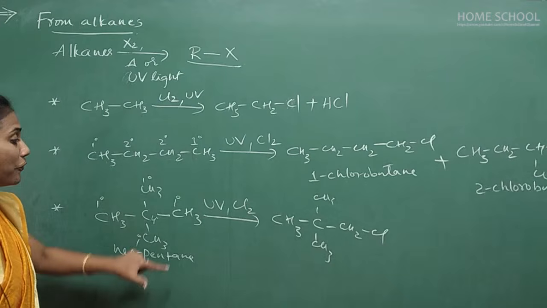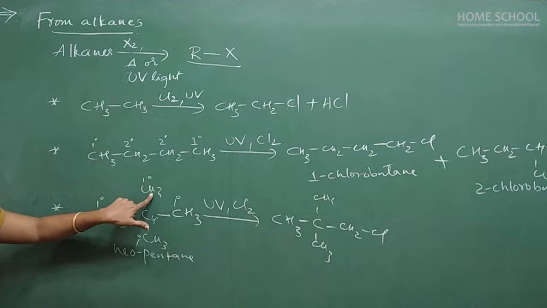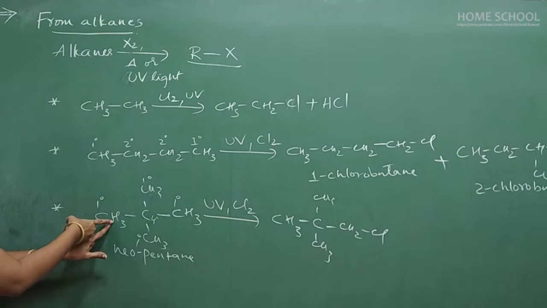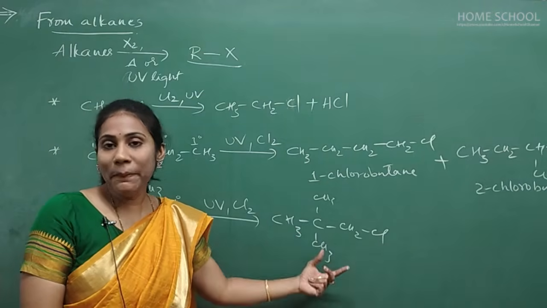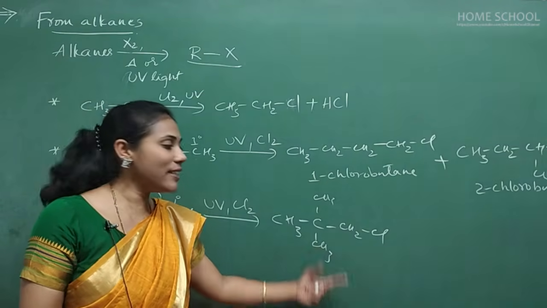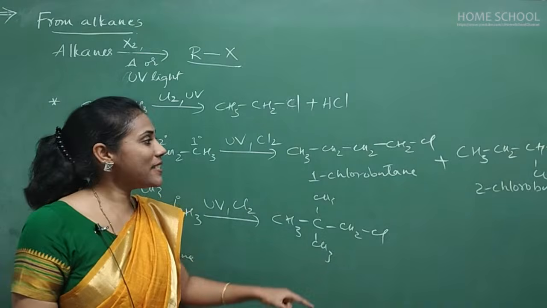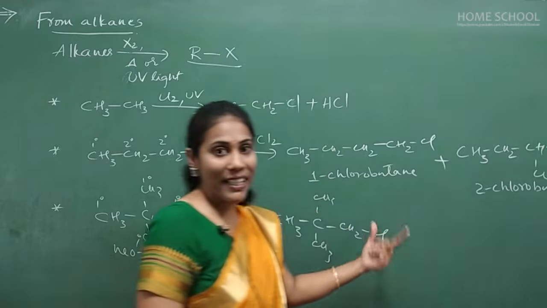So you don't get 4 products. Don't try to write one more product by replacing hydrogen from this carbon and again replacing hydrogen from this one. All will be the same. If you try to name according to the IUPAC system, you get the same names. That means they are the same. They are not isomers. Isomers, in the sense, are two compounds which have different names.